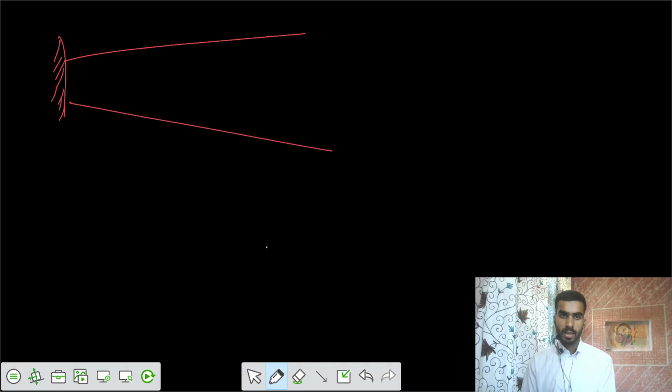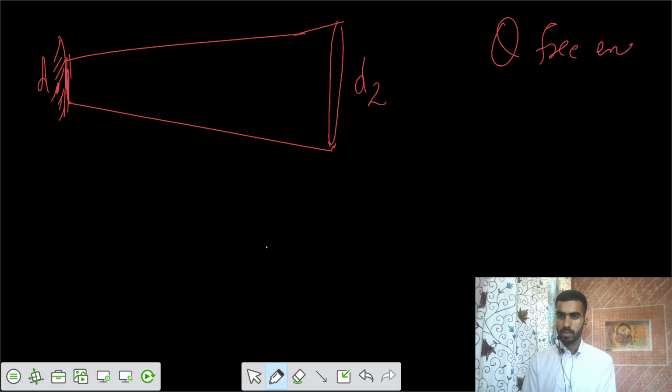Now one more thing: if you take a shaft such that the diameter is varying, so the diameter here is D2 and here the diameter is D1, you need to get the value of theta at the free end. So you need to say what's the value of theta at the free end.